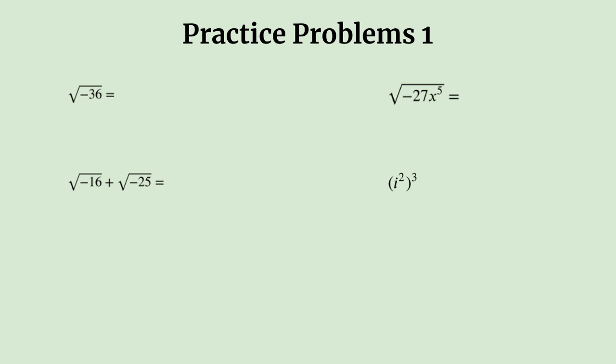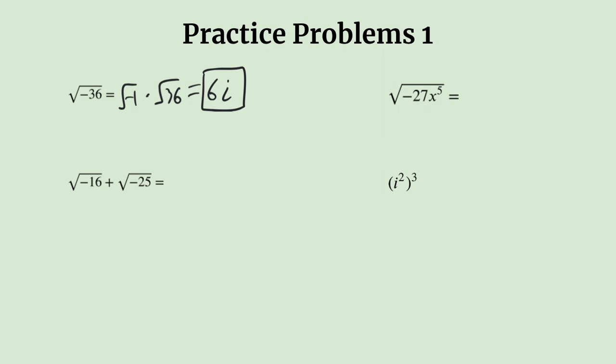All right, try these problems, pause the video, and then I'll go through them. First one, square root of -1 times square root of 36 would be 6i.